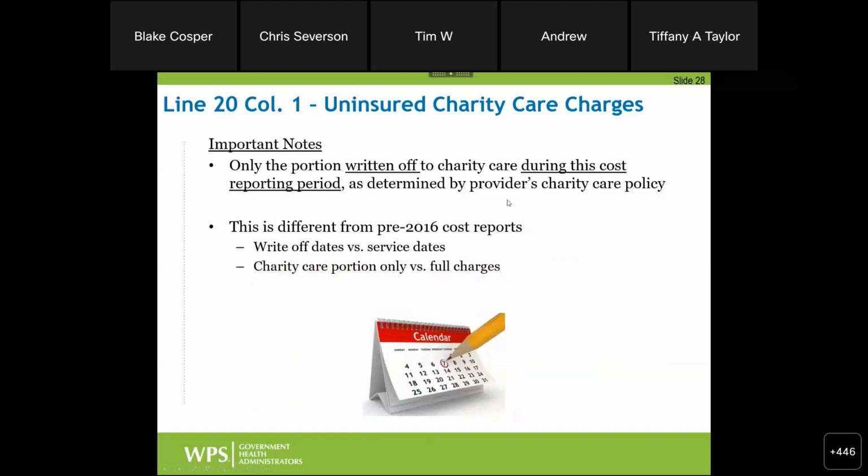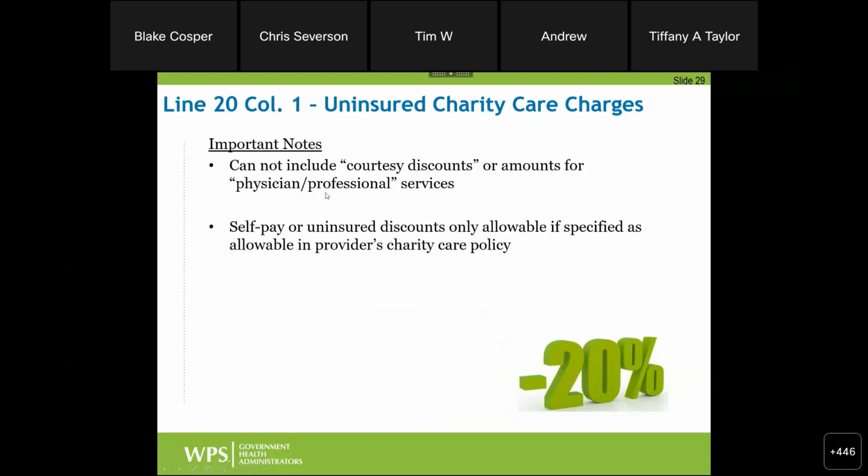We, of course, only want the portion of the claim written off this period, and it has to be based on your charity care policy. Got a little note about the pre-2016 cost reports, but I don't want to confuse things too much. So it has to be written off during this cost reporting period. It doesn't matter what the service date was.